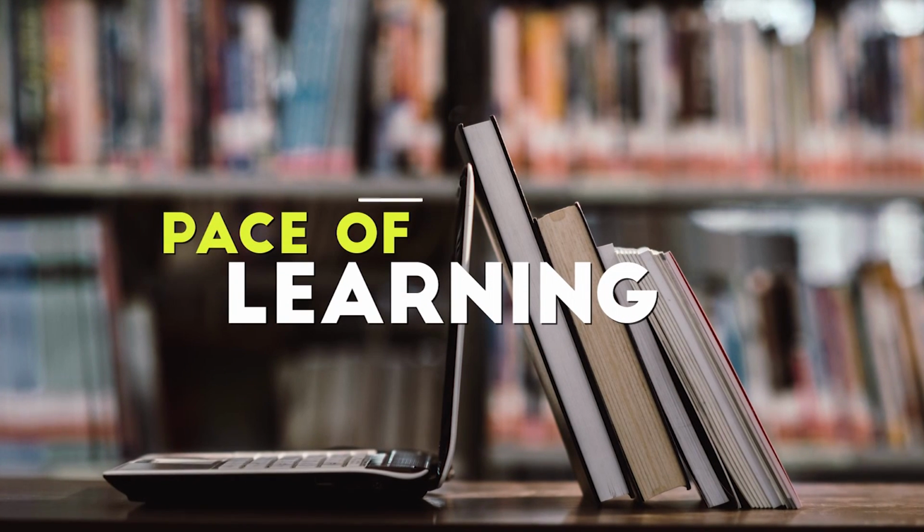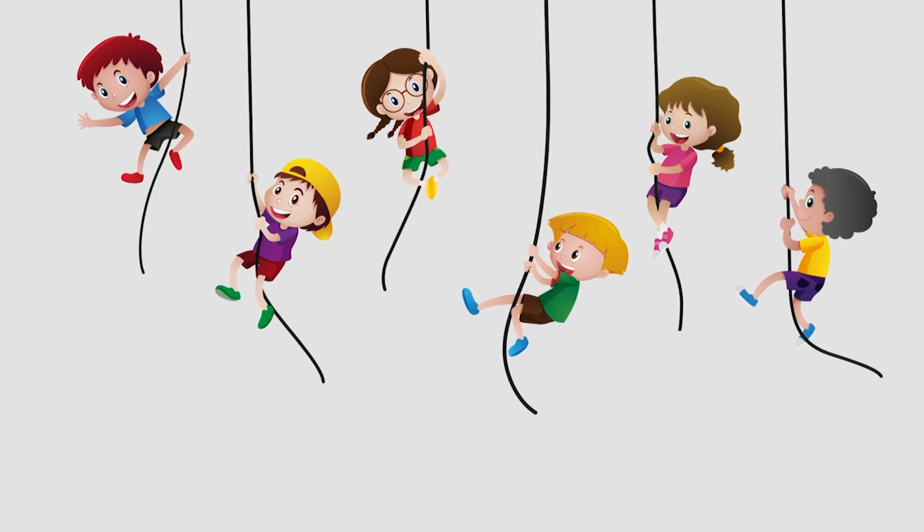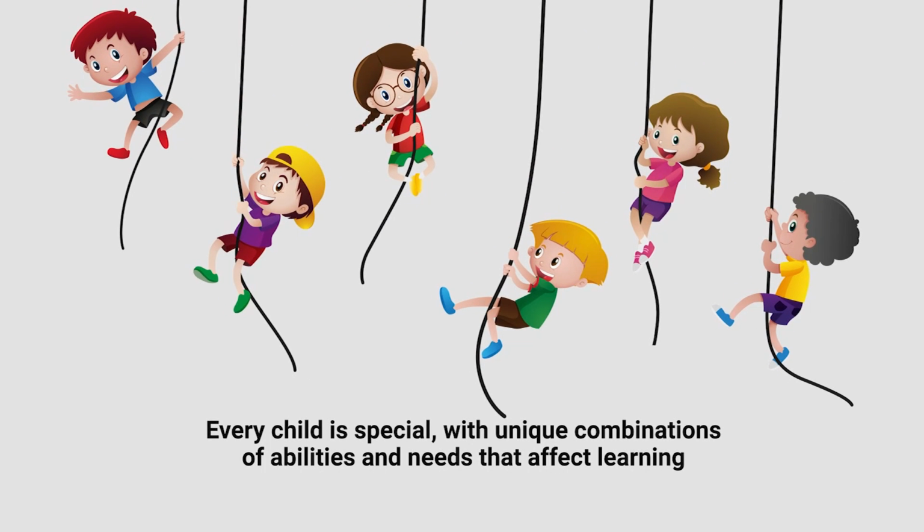Now, what is pace of learning? How do these 7 types of learners learn? Is the pace same for everybody? What are those factors which focus on the various types of learning? Every child is special, we know that, with a unique combination of abilities and needs that affect learning.